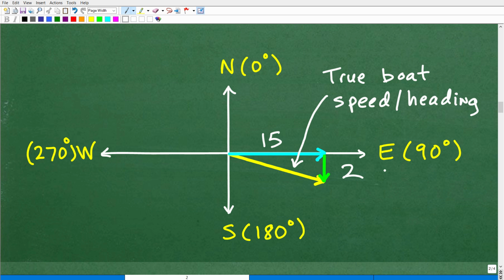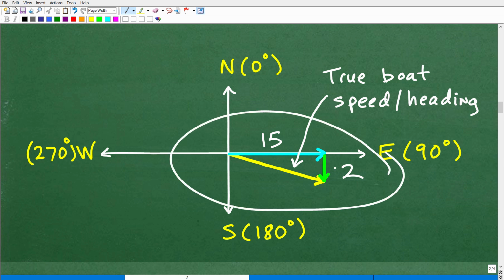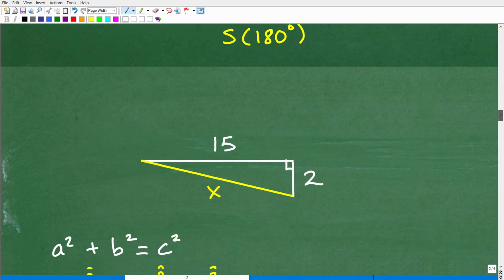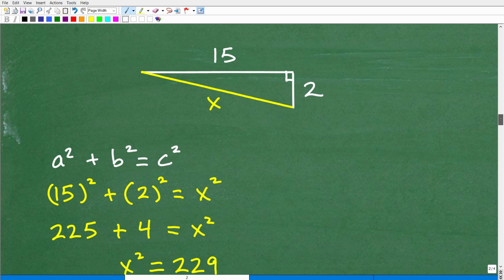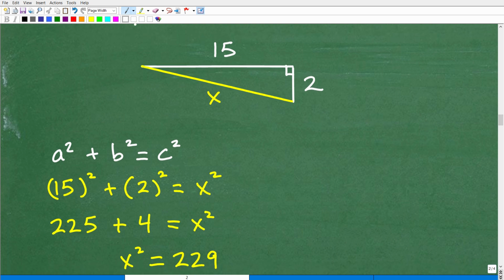All right, so really this distills down to a nice math problem. And because this is 90 degrees this way and this is 180 degrees this way, this is a nice right triangle right there. Let's go ahead and take a look at what we need to do to solve this. First things first, here is basically what we need to focus in on. We have a triangle that's 15 by 2, right? This is the boat direction and speed, 15, and then this would be the current direction and speed. But now we're just focusing in on this triangle.